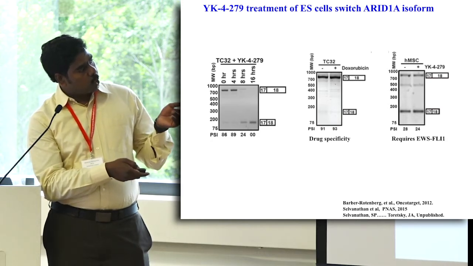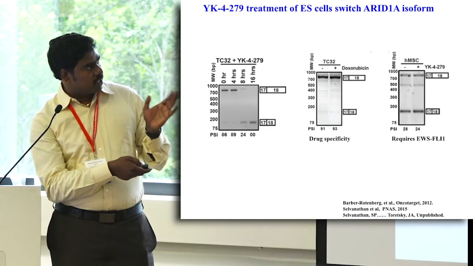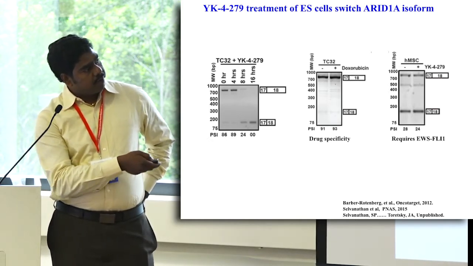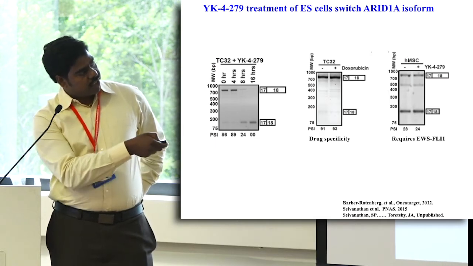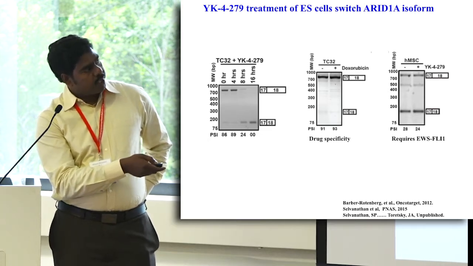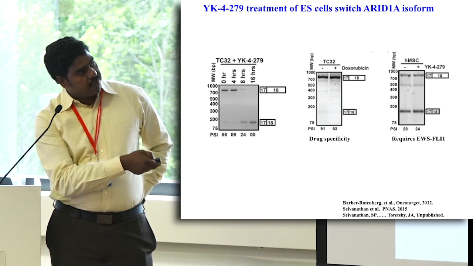Next we wanted to show whether YK4279 has high drug and target specificity, and we used doxorubicin as a control. When the cells were treated with doxorubicin, we didn't see any changes; there was no isoform switch. We also tested YK4279 in the control HMSC cells, and we didn't see any changes.